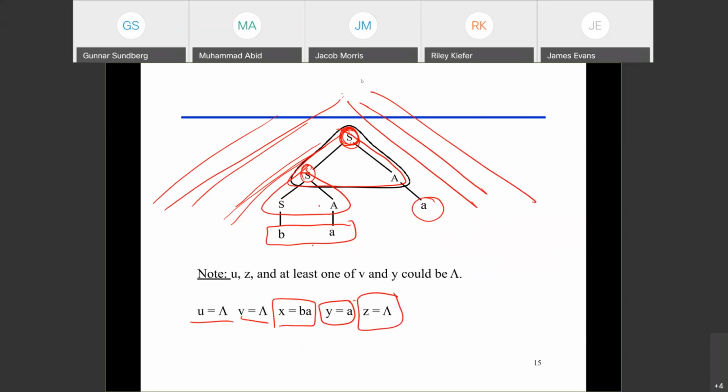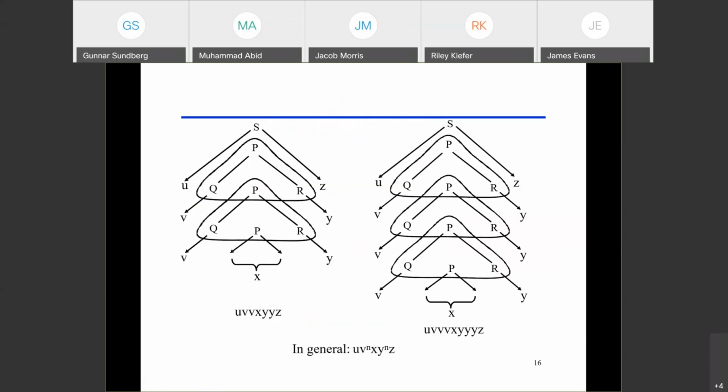Make sense? So this is basically how you divide your word and figure out where you have a loop here. So look at this one. Now this will tell you how you beef up your word. So you have S, this is your P, and this is your X.